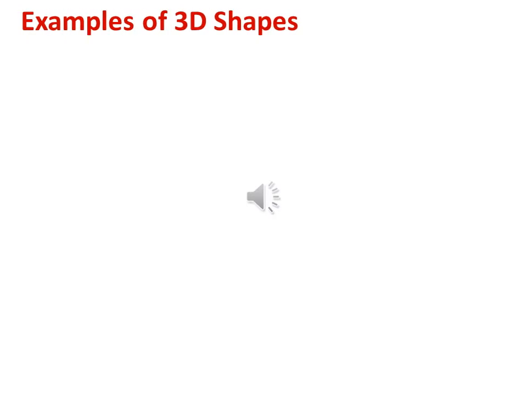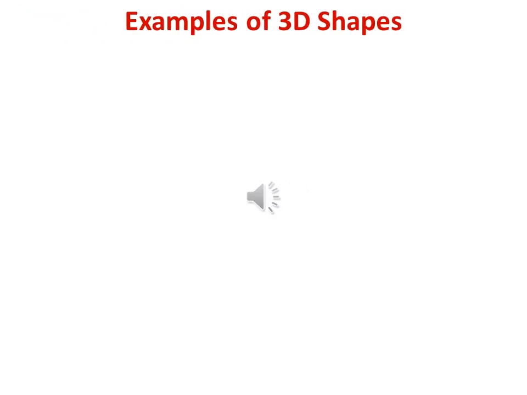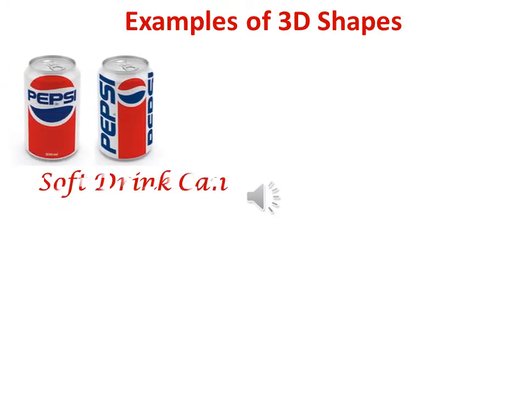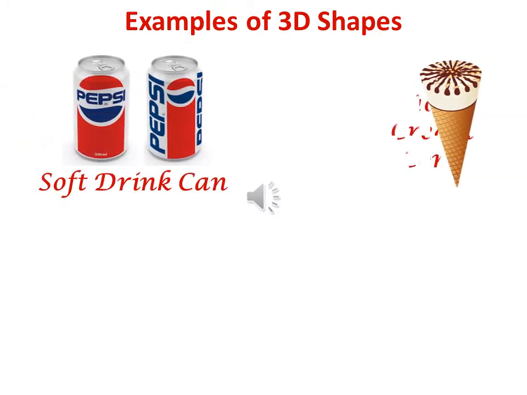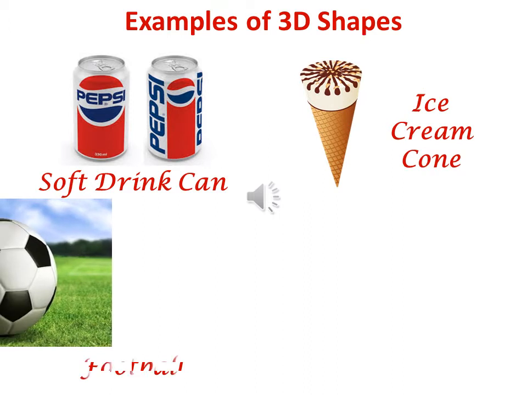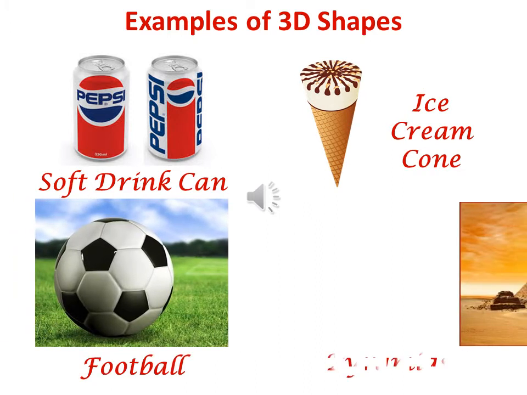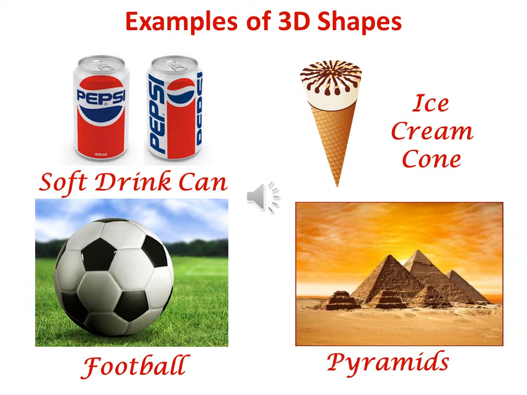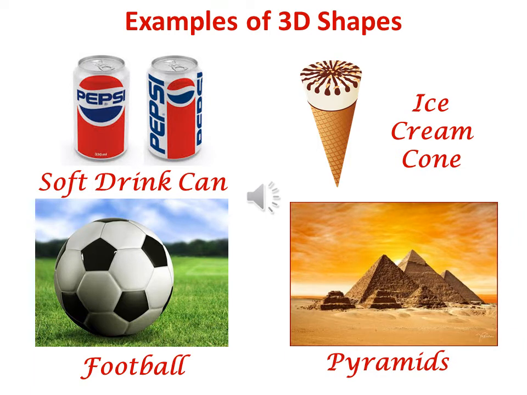Now we will see various practical examples of 3D shapes which we see around us. They are a soft drink can, ice cream cone, football, pyramid, etc. They all contain height along with length and width.